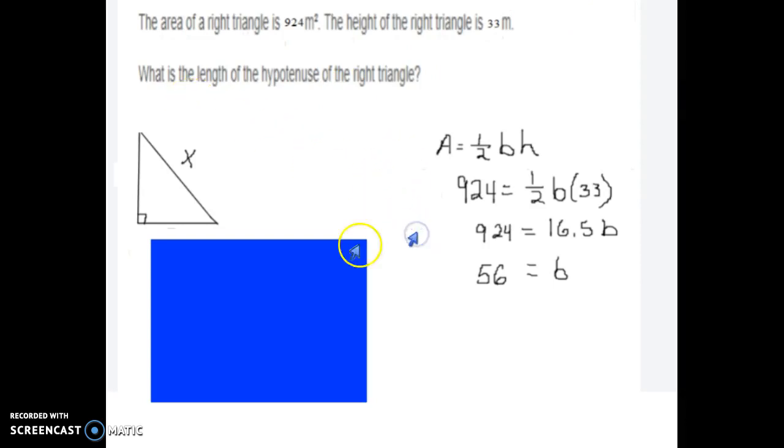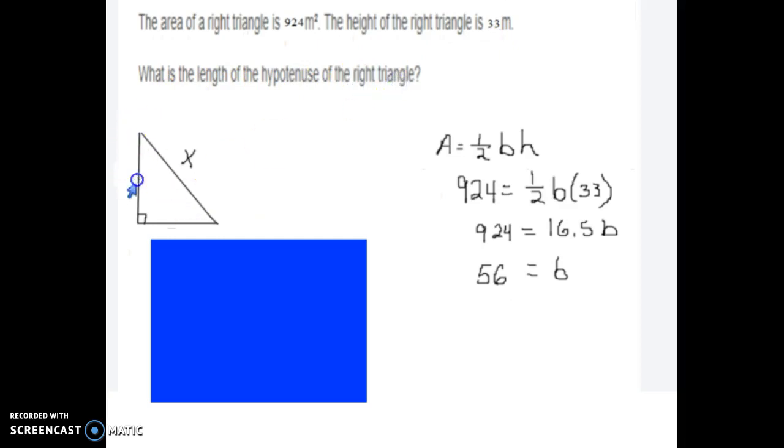All right, our last one here. A couple steps you have to do on this one. It says the area of a right triangle is 924 meters squared. The height of the right triangle is 33. What is the length of the hypotenuse?